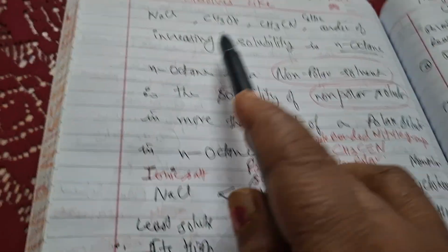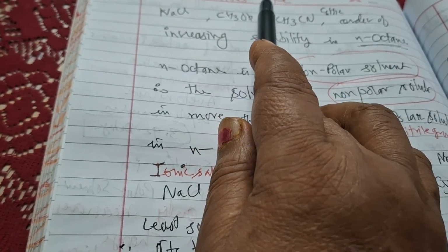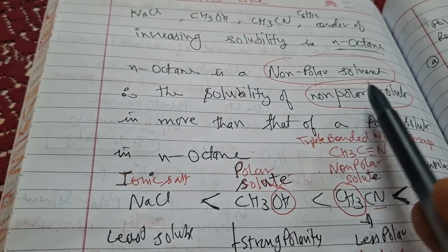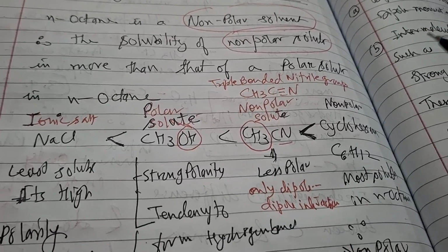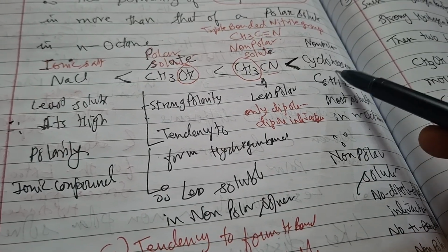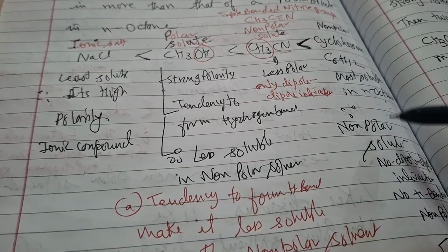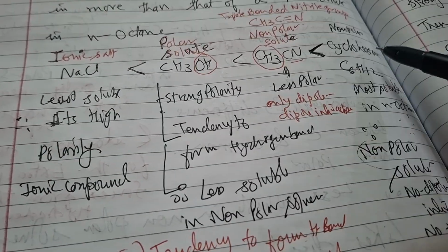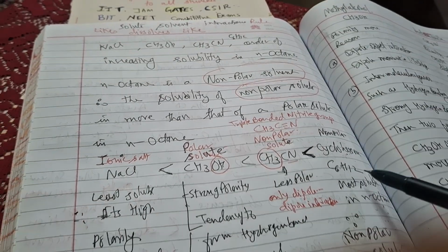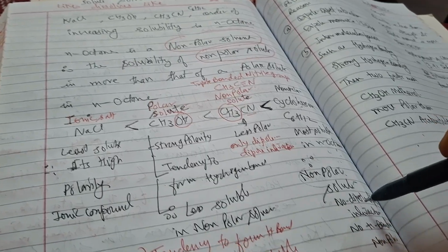I told you this concept earlier, that likes dissolves like. So those solutes which are non-polar will dissolve in a non-polar solvent very easily. So we have to find out which is more polar, which is least polar, which is not polar. Cyclohexane, being a non-polar solute, will dissolve more easily in n-octane. Why? Because it is non-polar, it does not have dipole-dipole interaction, and hydrogen bonding also does not occur. So cyclohexane is least polar and dissolves very easily in n-octane.